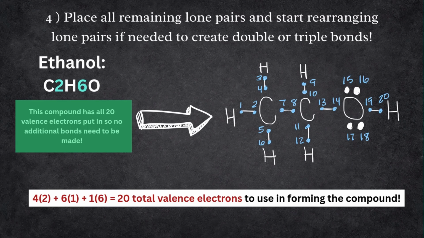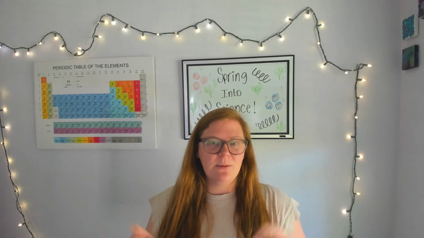The last and fourth step is to place all remaining lone pairs and start rearranging lone pairs in order to make extra bonds if needed to fill the octets of all atoms. All right, let's put to work everything we just talked about in an example of butane.